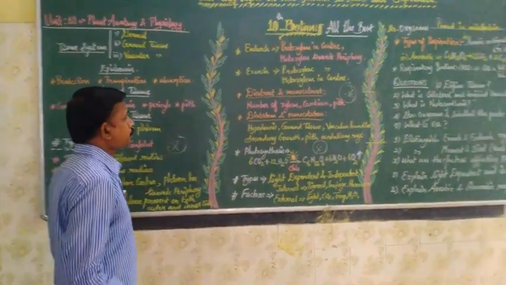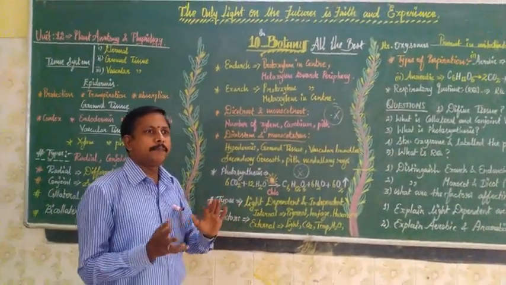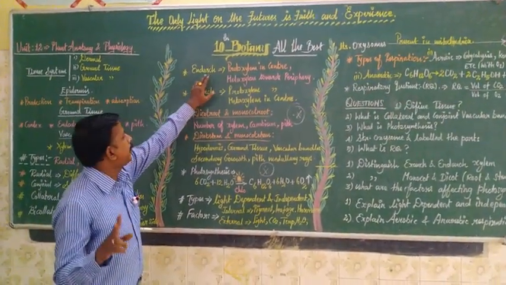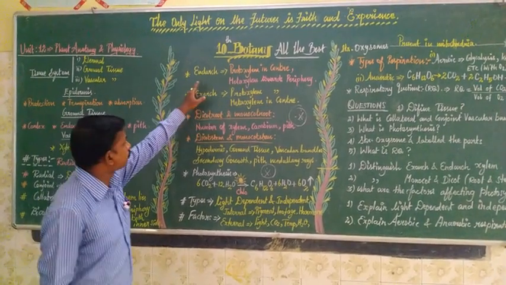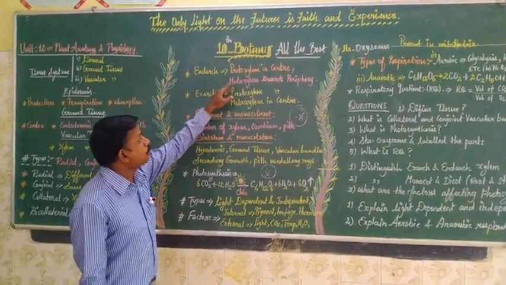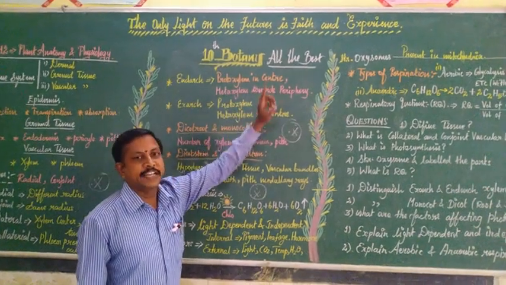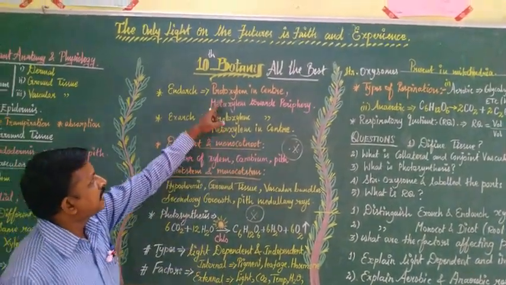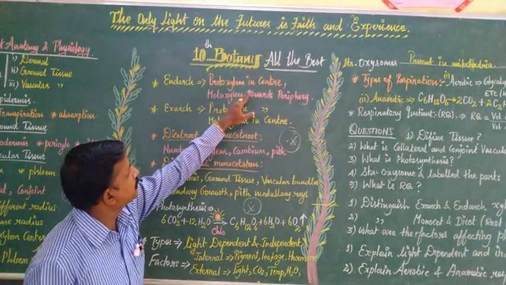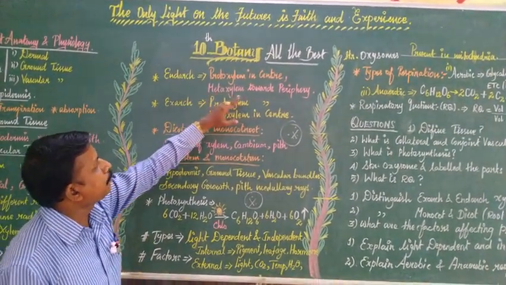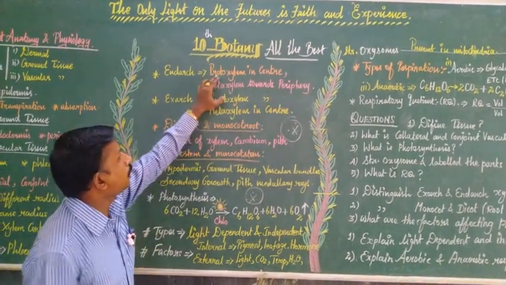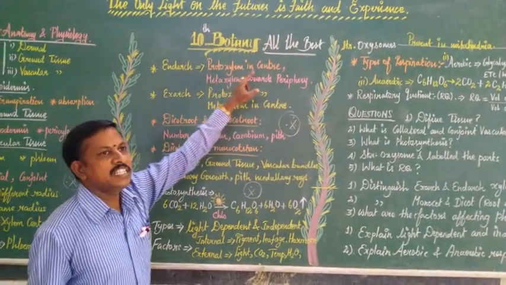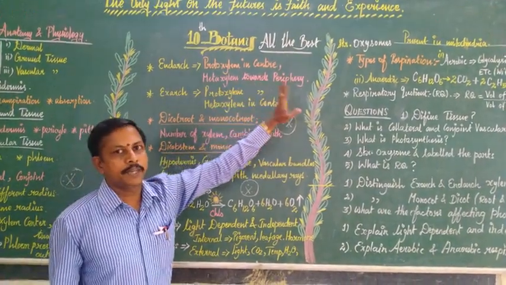Next one. Based on the arrangement of xylem and phloem, the vascular bundles are divided into two: endarch and exarch. What is endarch? Endarch is protoxylem in the center and metaxylem towards the periphery. Protoxylem means small, and metaxylem means big.